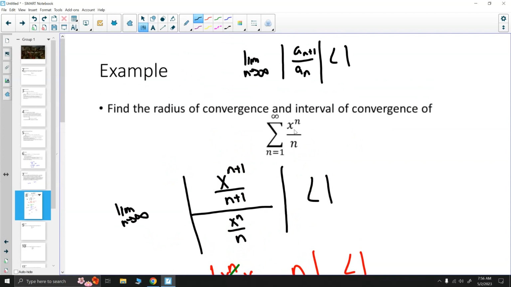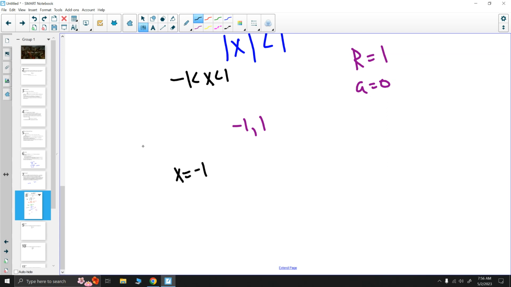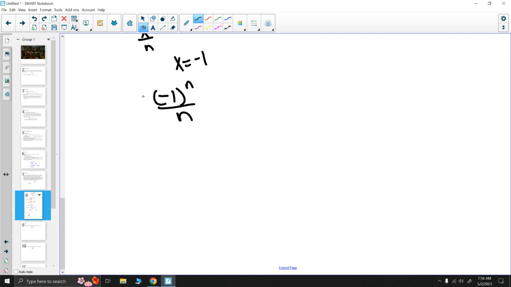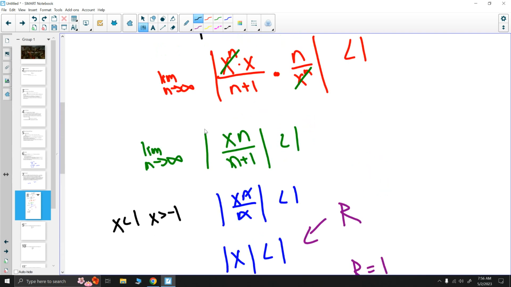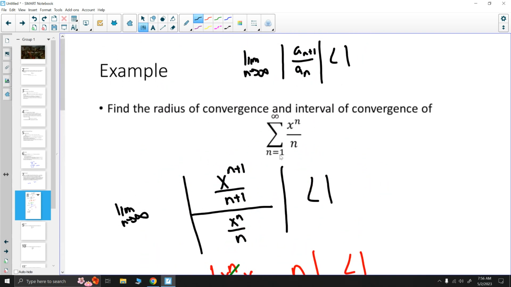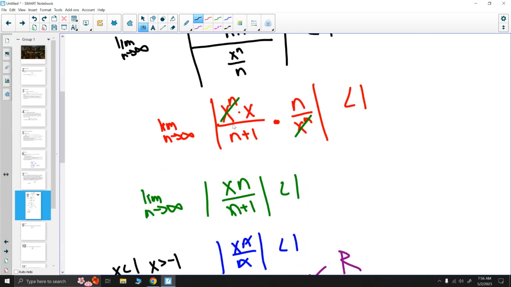So let's go back up to our sequence. So x to the n over n. So our sequence is x to the n over n. Okay? So when x equals -1, we have (-1)^n over n. And we need to know, as n goes from 1 to infinity, does this thing converge? Notice, like I said, sometimes you have 1s still, sometimes you have 0s, it just depends.